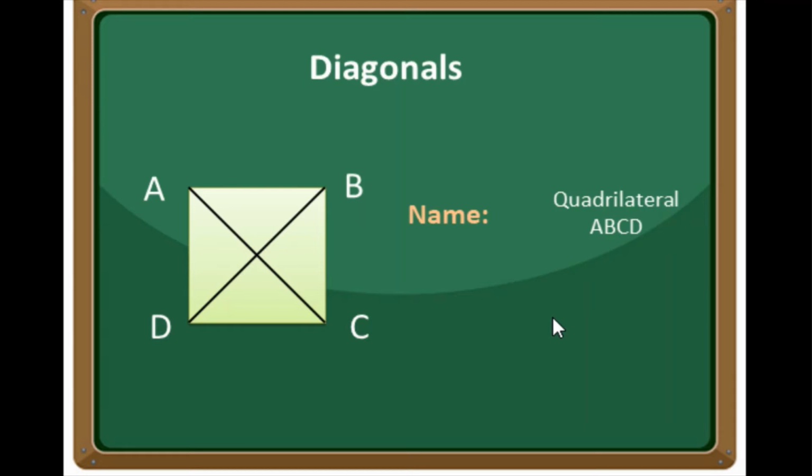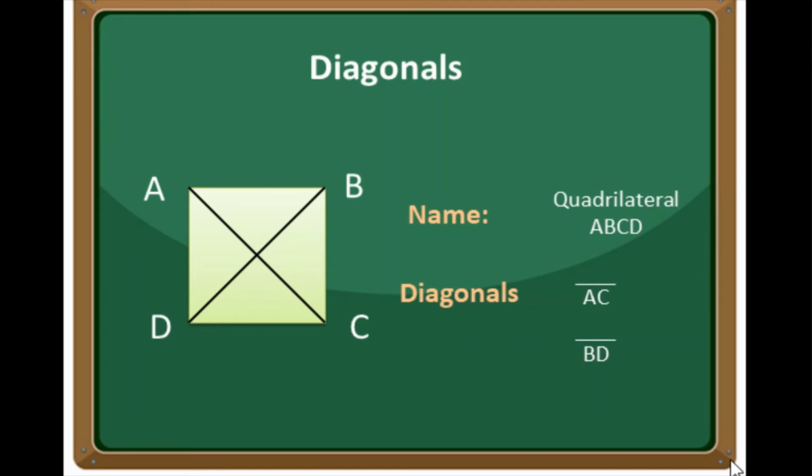And the names of our diagonals, which we have two diagonals, it's line AC and line BD. Again, there are two diagonals in a quadrilateral square, and the names of these diagonals are line AC and line BD.